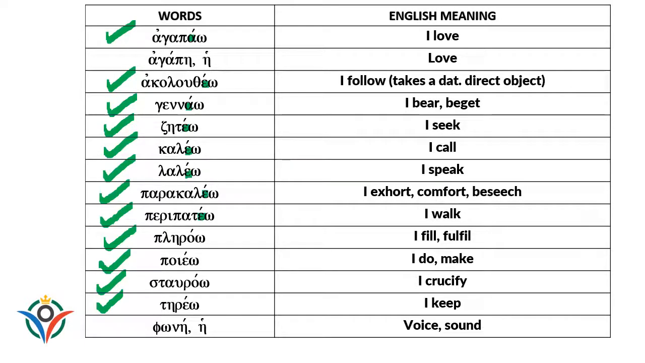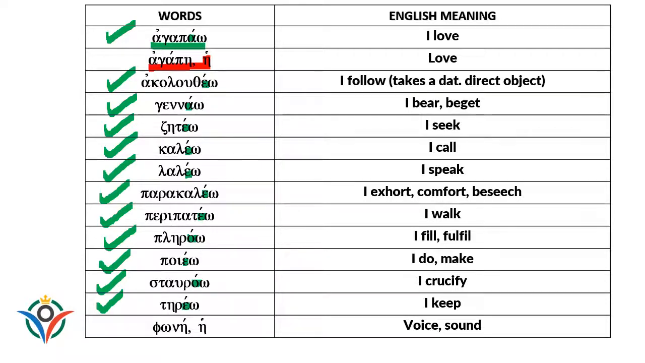All right, and that is very helpful for us because as you can see, as I'm highlighting here, you can see what the contract vowel is. Right, so let's just go through each of these words together. The first one is agapao, which you are familiar with now. It means I love. Then we have the noun form, which is agape, which means love. Notice there that it is a feminine gender.